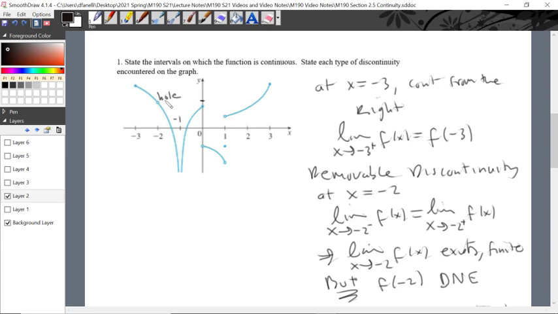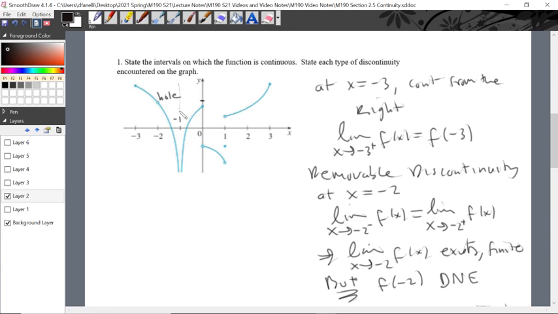I'd like to go back to the hole again and mention that it is possible for us to fill in this hole, to replace the removable discontinuity by redefining the function in such a way where we say, let's define the function so that if -2 was the input, the output would be whatever the y value is at the removable discontinuity. Okay, we'll take a look at doing that in a moment as well.